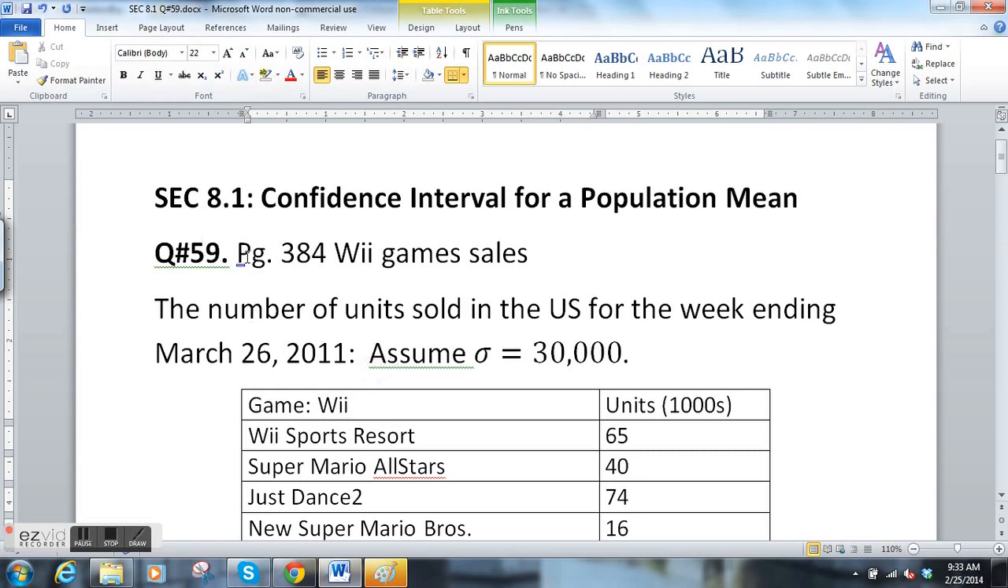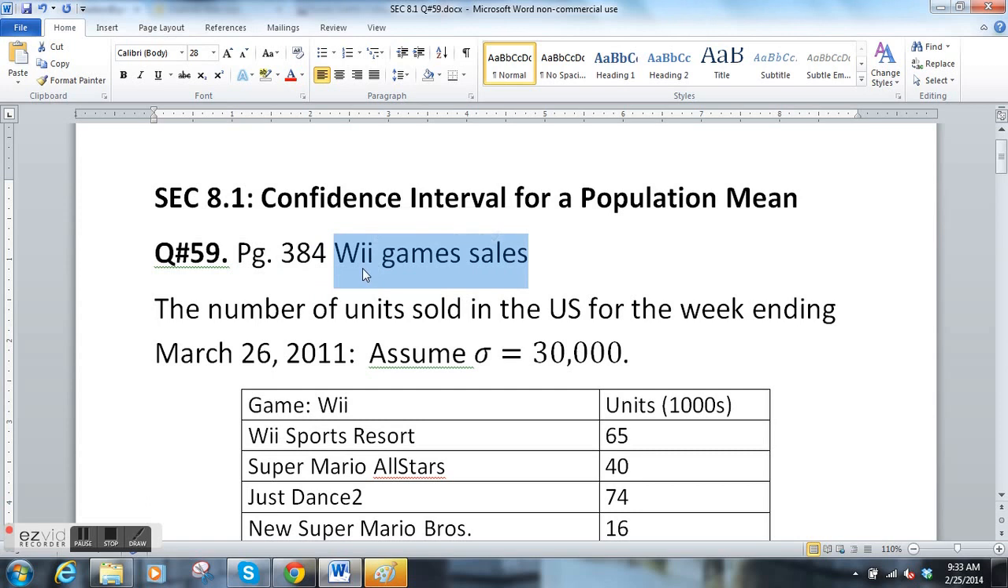This example, page 384, and it's question number 59, looking at Wii game sales.